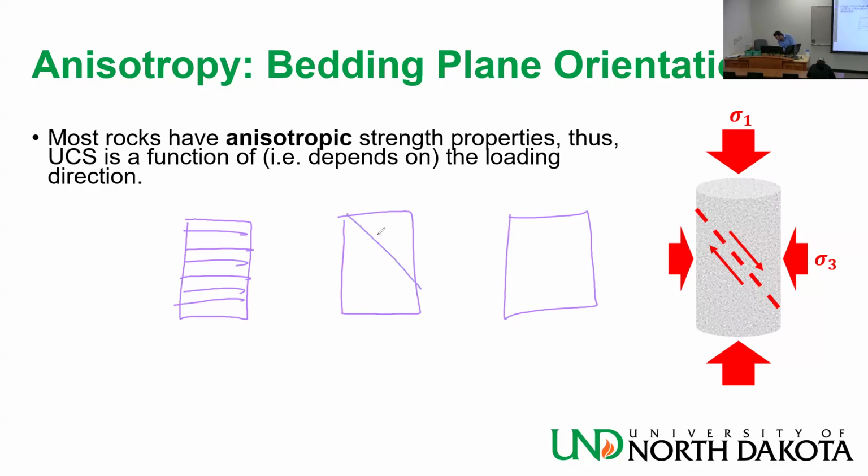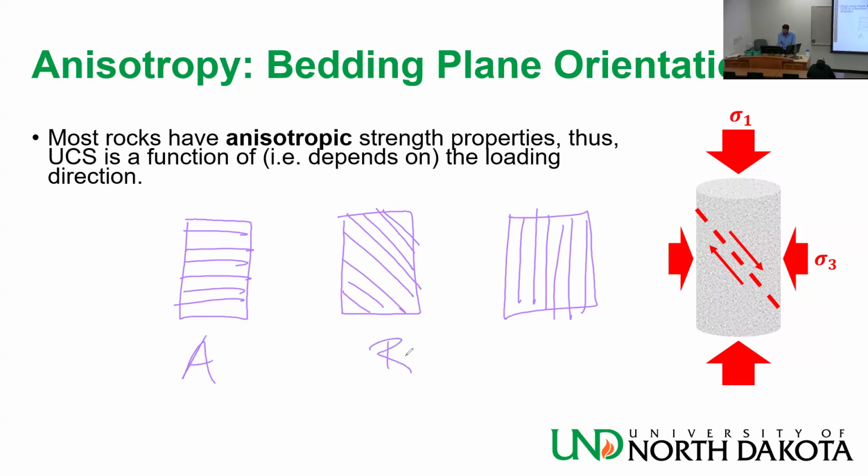something that is layered like this, or something that is layered vertically like this. A, B, C. Which one do you think is going to be easier to crack, or will crack at the lowest sigma 1? Sigma 1 is vertical? Yeah. B. Yeah. Why? The friction angle.